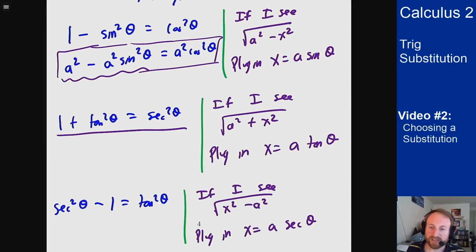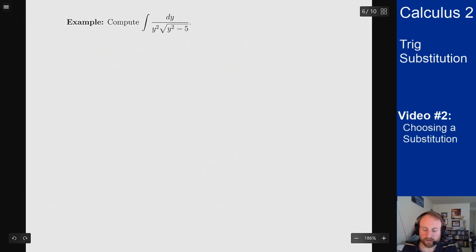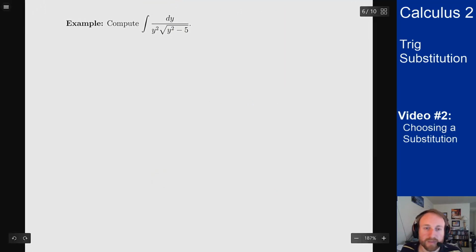It's going to be when you see something like a squared minus x squared, a squared plus x squared, or x squared minus a squared under a square root to some weird power. Anything like that is a good indicator of when you should try trig sub to solve these problems. So here's an example we're going to try. Compute the integral of dy over y squared, square root of y squared minus 5.